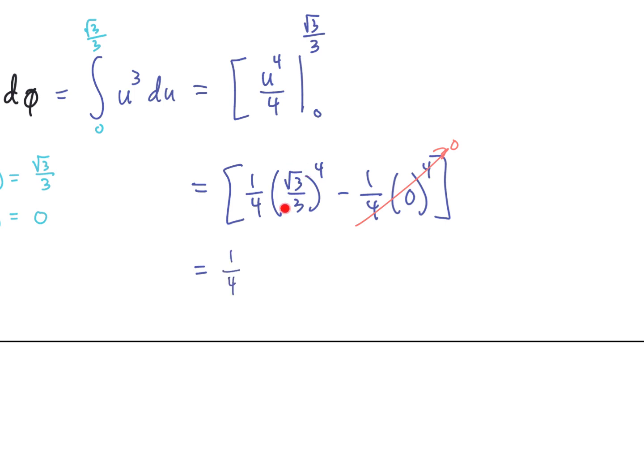So when you do a whole fraction to an exponent, you can just do the top and bottom to that exponent separately. So root 3 to the 4th is really root 3 squared squared. So root 3 squared is 3, and if you square that again, you get 9. So that'll be 9 over, and then this bottom 3 to the 4th is 81. So 9 over 81 is 1/9, and that's 1/4 times 1/9, so that'll be 1 over 36.